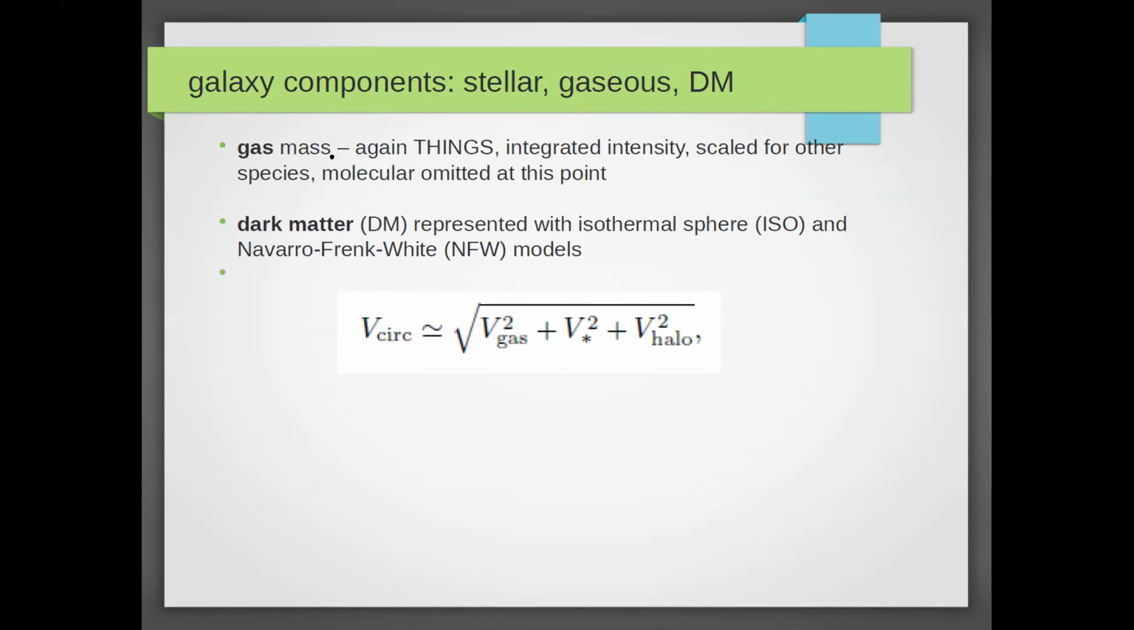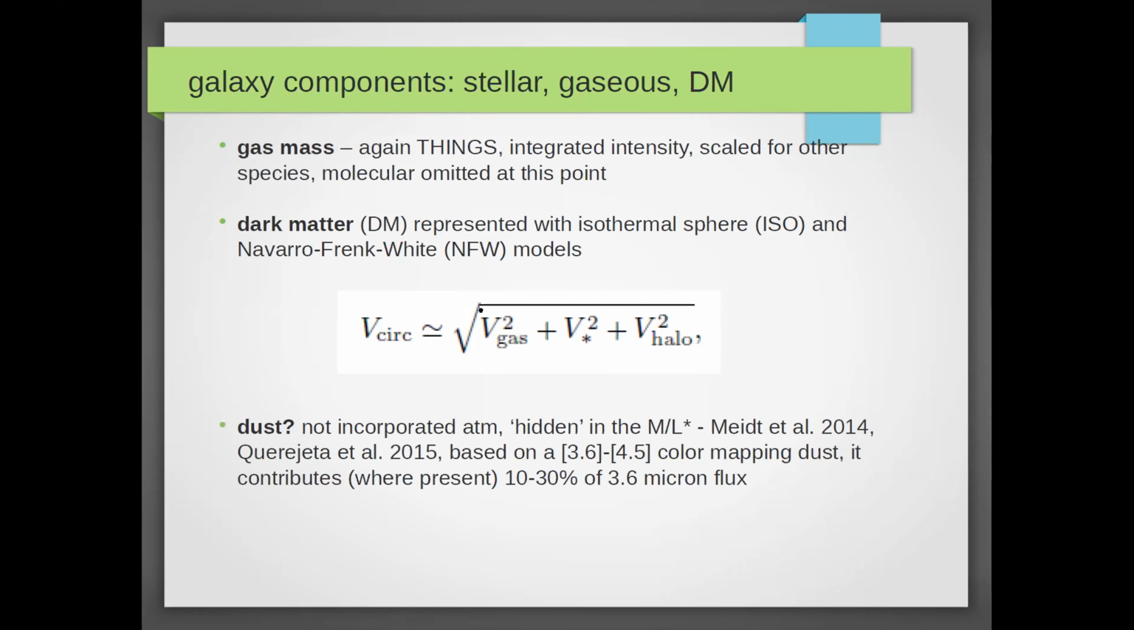Gas mass. Gas mass is again coming from observations. This is the zeroth moment of the observation, which is an integrated intensity, but it is scaled to include other species of neutral gas, especially neutral helium. Molecular gas was omitted at this point, although it can be accounted for, but it is thought that it does not contribute that much to the total mass. And dark matter is represented with very traditional isothermal sphere models and Navarro-Frenk-White models.